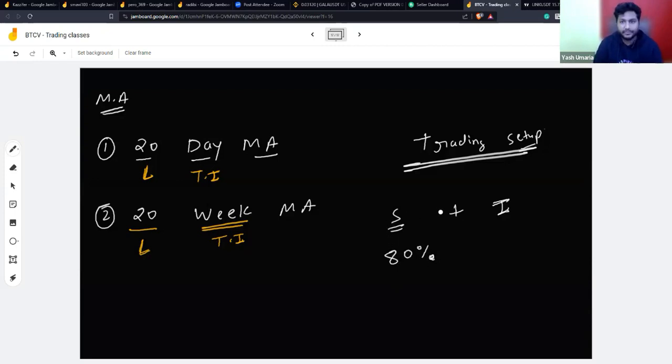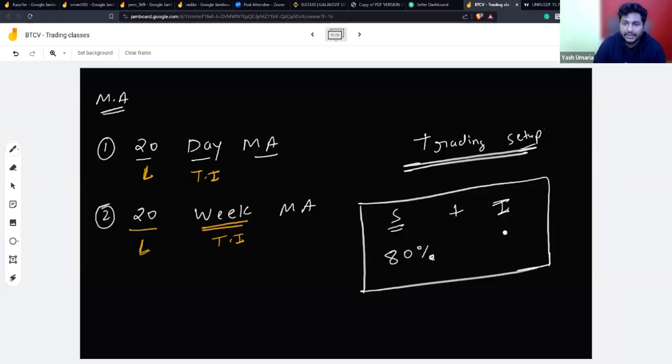Understand what I'm trying to say? In one trading setup, we have two things: strategy and indicator. The strategy is based on support and resistance, trend line, pattern trading. This is strategy, something which is repeatable, patterns. In a strategy, we have entry point, exit point, stop loss. Risk management comes under the strategy.